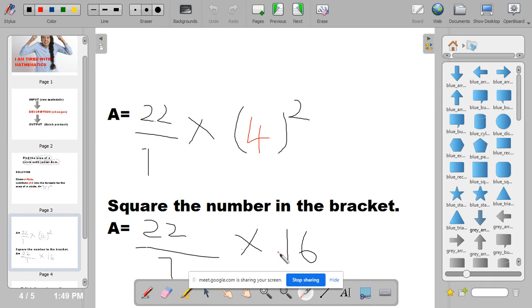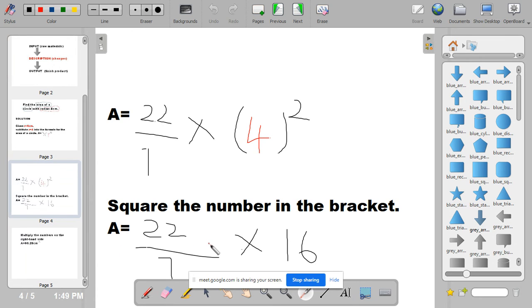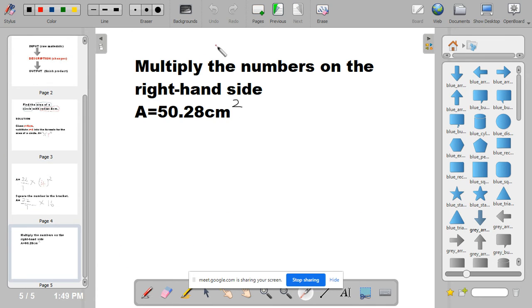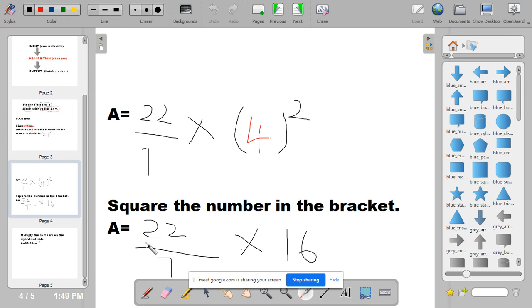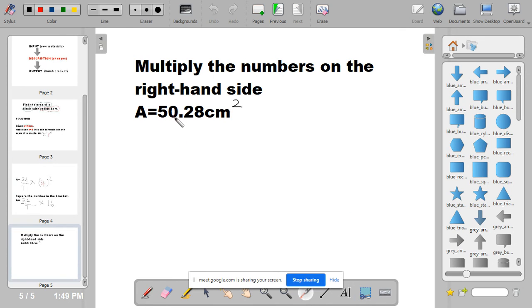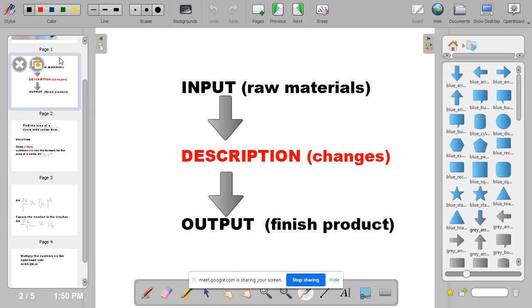Now this is another thing. We are not done. We are looking for the area of a circle. We can still manipulate these two numbers here since they are the same. So what change do you want to make to this one? That is the question. So you have to write a change. So multiply the numbers on the right hand side. You can see that the numbers are on the right hand side of the equation, right? Multiply the numbers on the right hand side. So when you multiply these two numbers, it's approximately 50.28 centimeters squared.